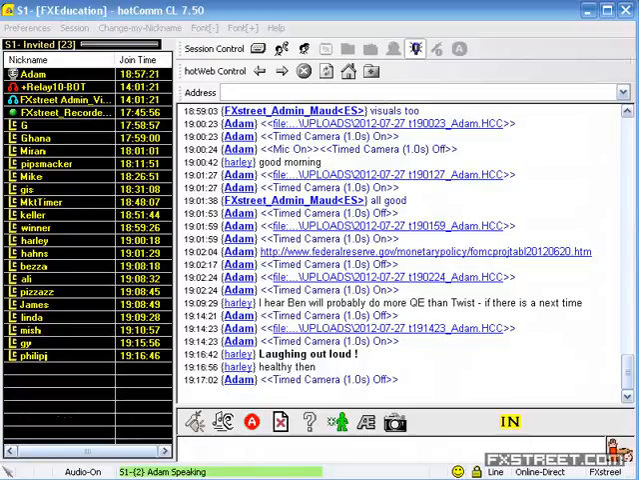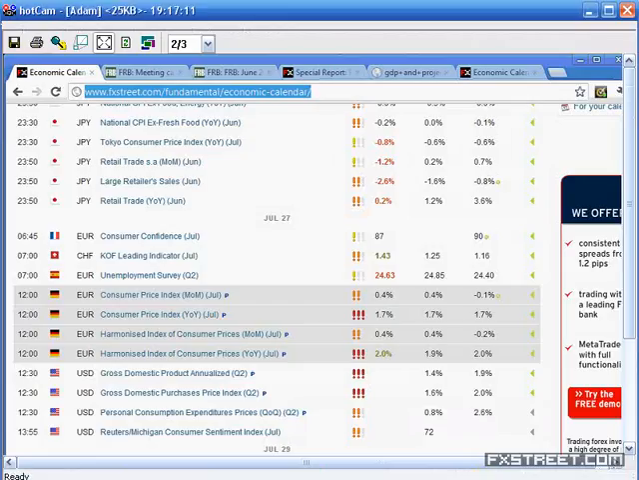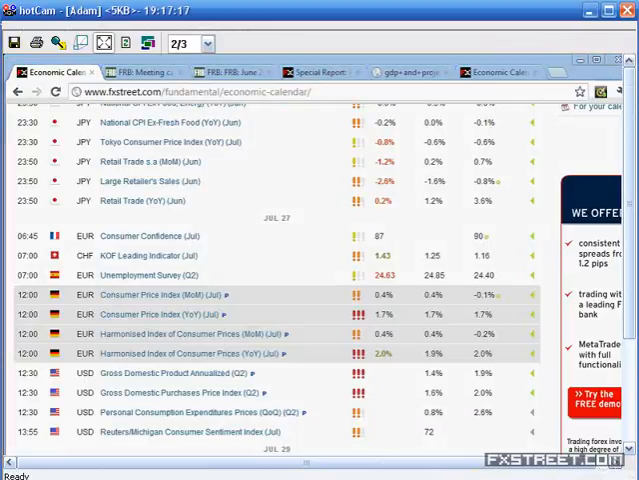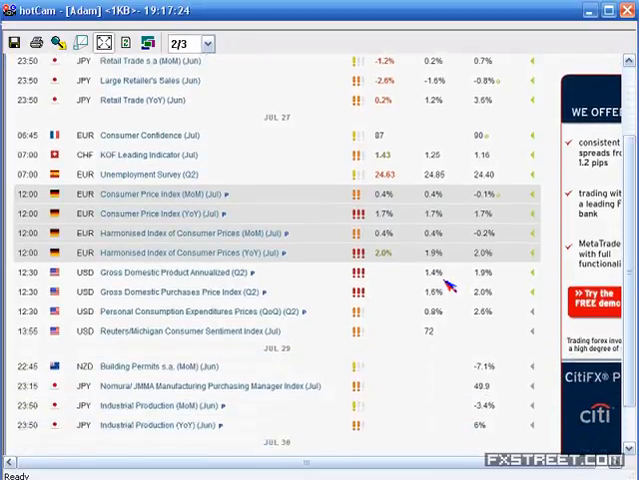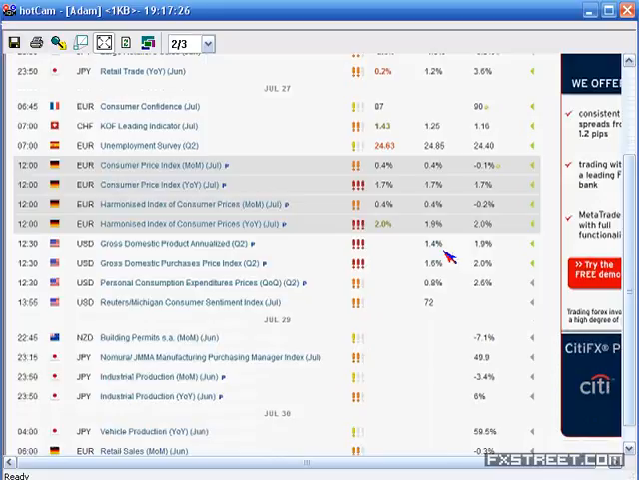Take a look at the calendar, by the way. Estimates for today, U.S. GDP. These are the estimates on the FX Street calendar. We've had 2 consecutive months of 1.9%. We're expecting 1.4% now. That's not good. And that's on Operation Twist.